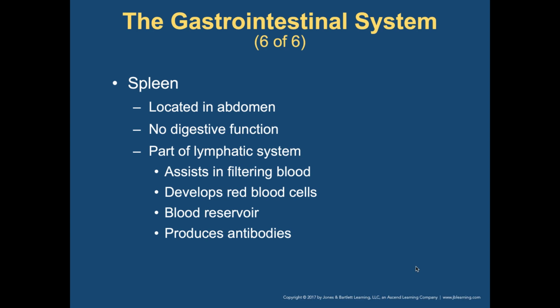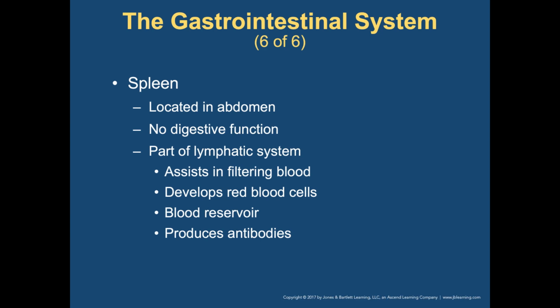So your last one is the spleen. The spleen is located in the abdomen, but it has no digestive function. It ain't got nothing to do with it, but it's down there, it's in the way. The spleen is a part of the lymphatic system. The significant role is related to red blood cells and the immune system. So it helps hold those blood cells and it pushes them back into the body when needed.